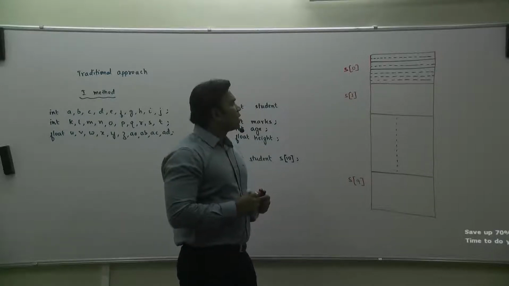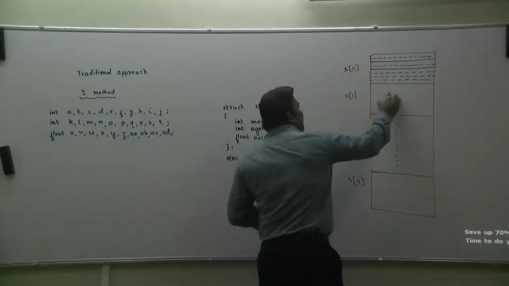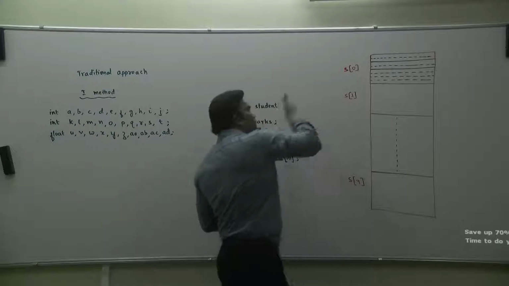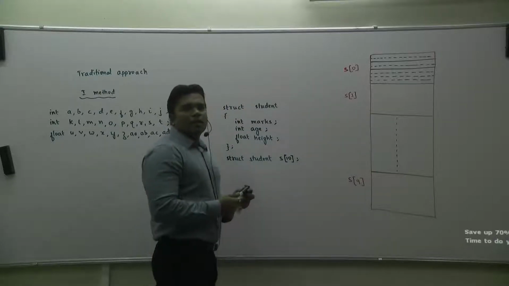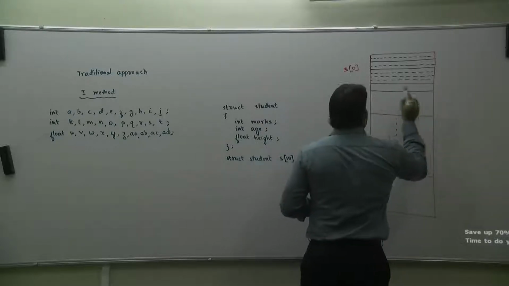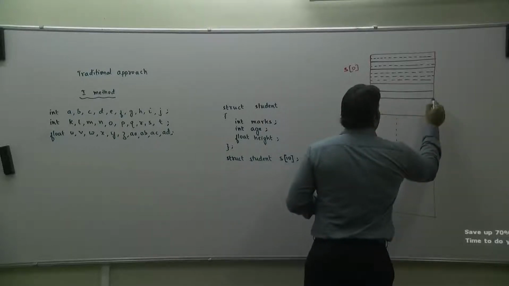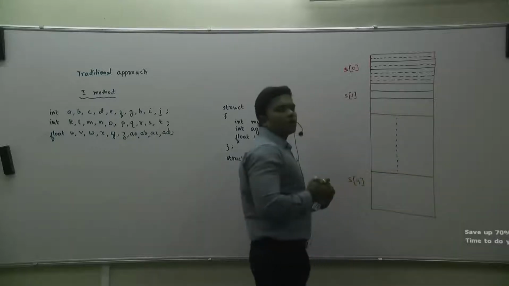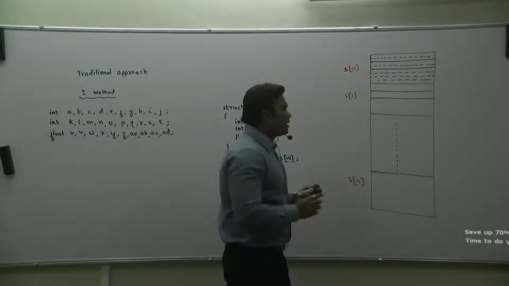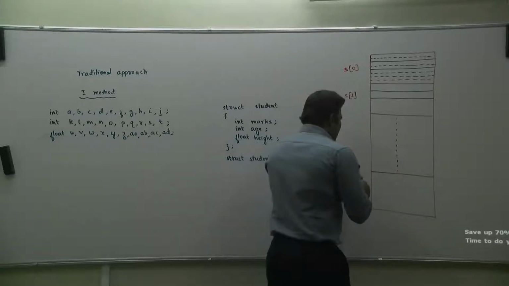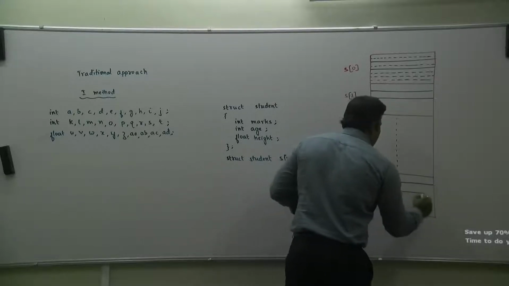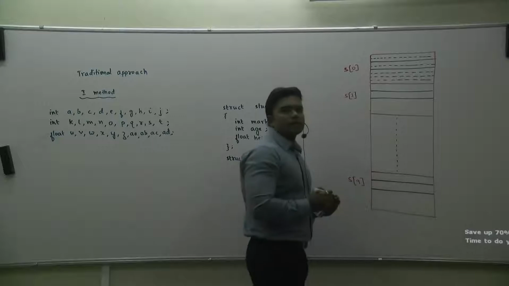Oh, okay, sir. What will be there in the other blocks, sir? Remember, in every block, the same things only would be there. In other words, here also 2 bytes for the marks, 2 bytes for the age, and 4 bytes for the height. Of course, I am not showing the segregation in this. Like that, next block, next block, even the last block, 2 bytes for the marks, 2 bytes for the age, and 4 bytes for the height.